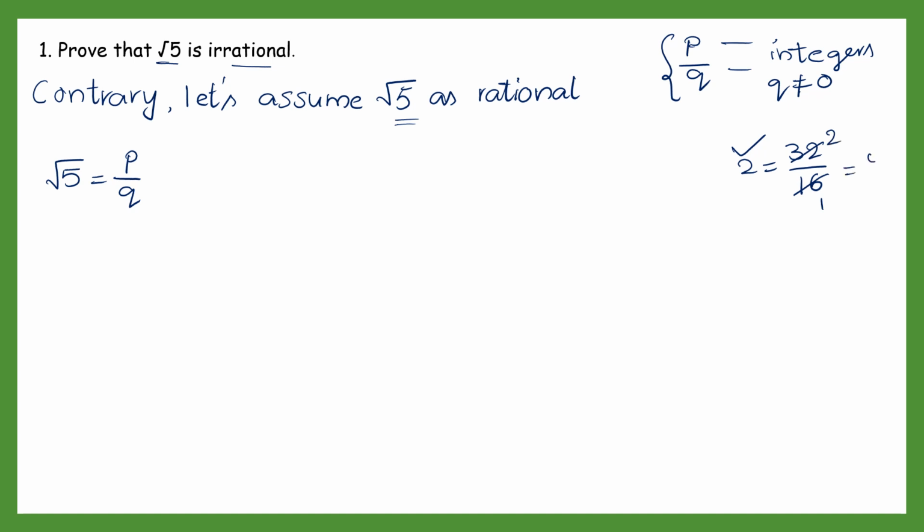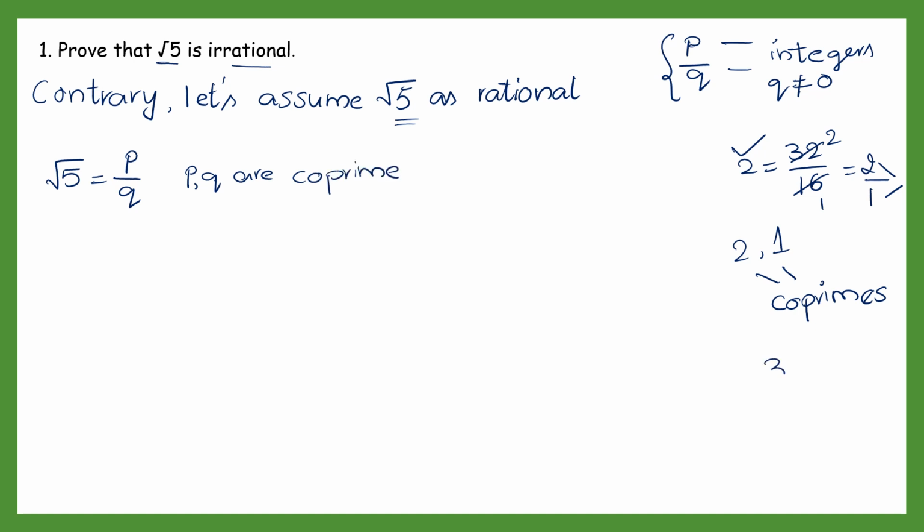Okay. 2 by 1. Now this 2 and 1, do they have any common factors except 1? 2 and 1 do not have any common factors except 1. So 2 and 1 are co-primes. Co-primes are those numbers which do not have any common factor except 1. Now root 5 is equal to p by q. Divide p and q with a common factor such that p and q become co-prime. P and q are co-prime.